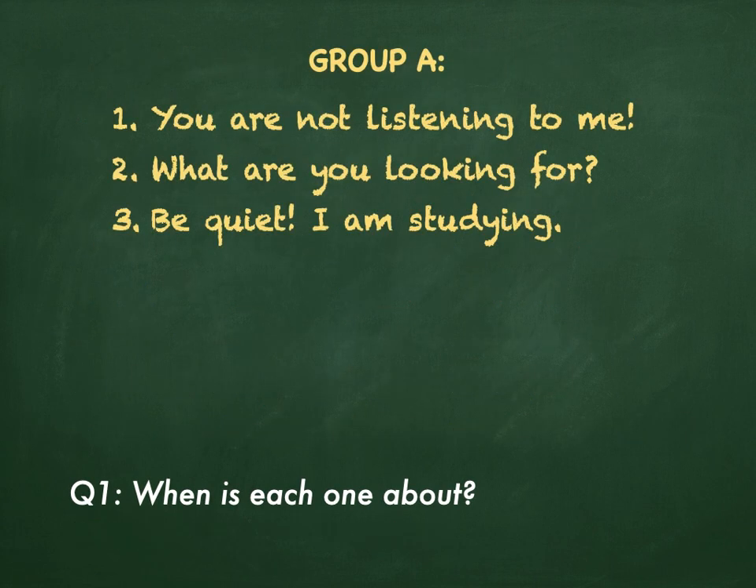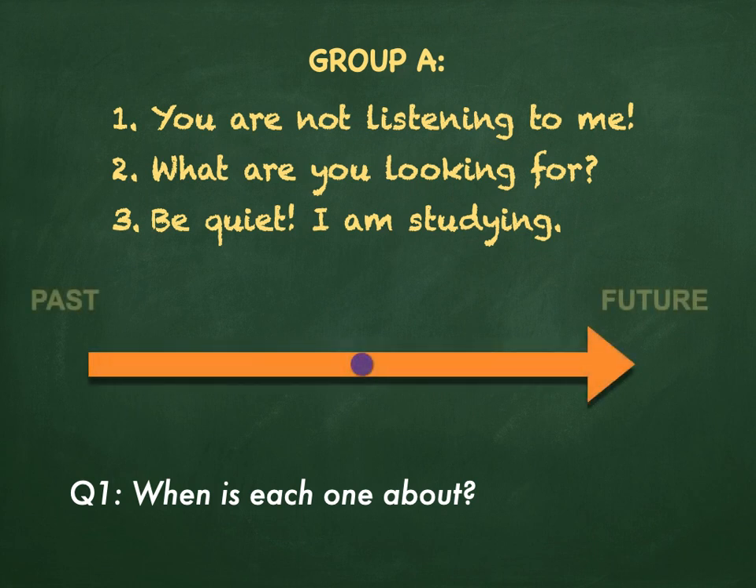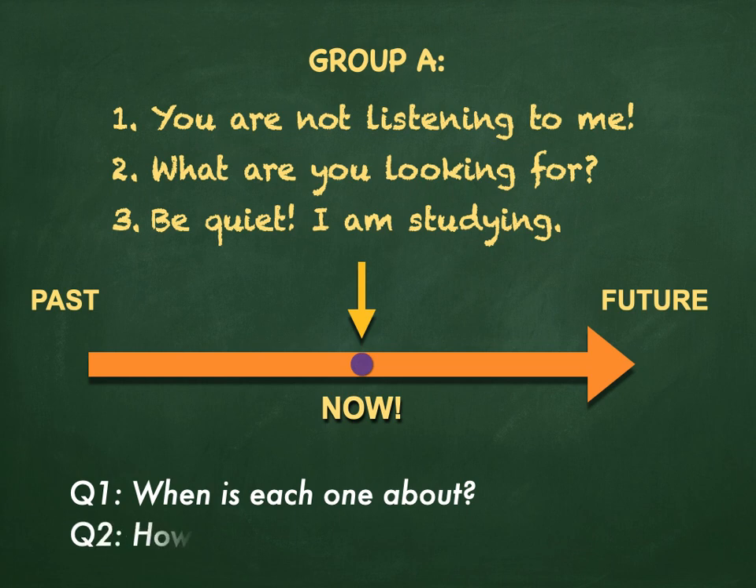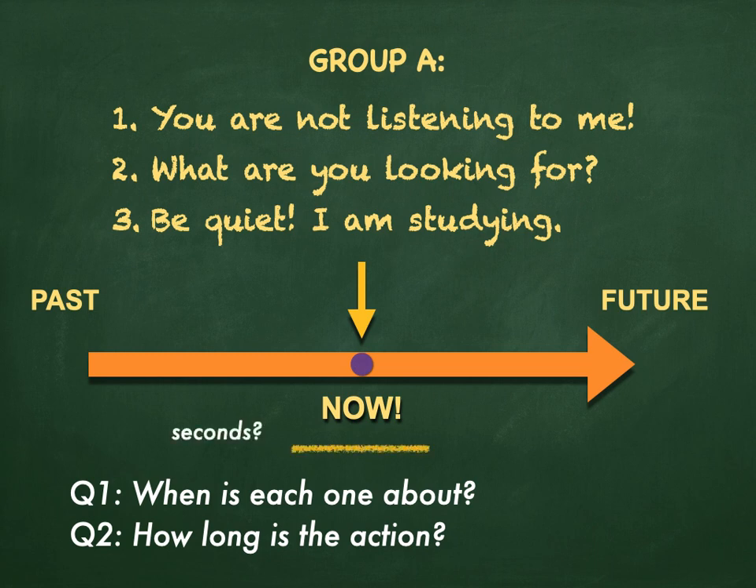Here are the first three. And question 1 is, when is each one about? Well, here's a line showing time. And for all three, the answer is right now. Question 2 is about the time period. How long? We don't know, but it may be only a few seconds or maybe some minutes. But anyway, the focus is about right now.